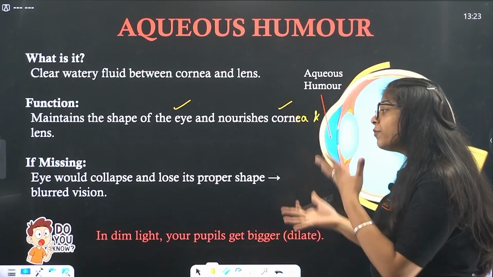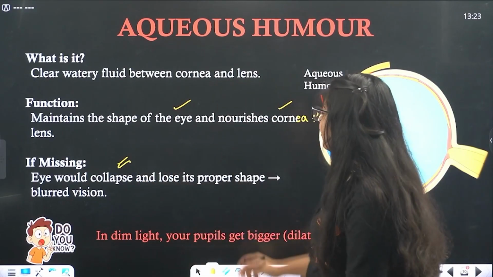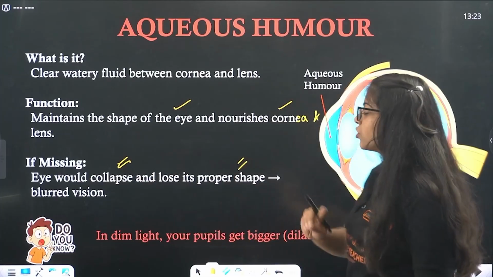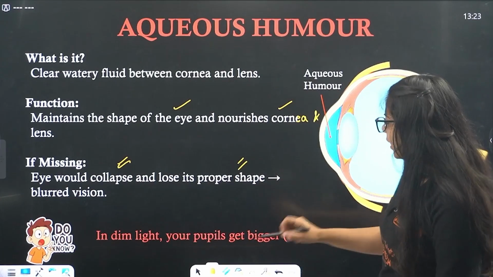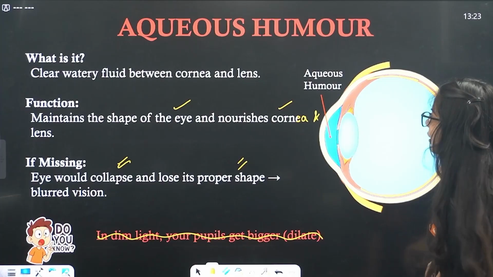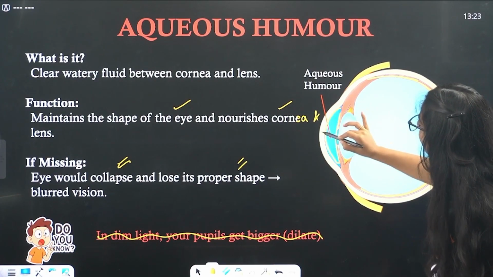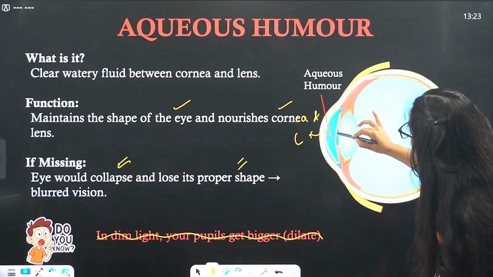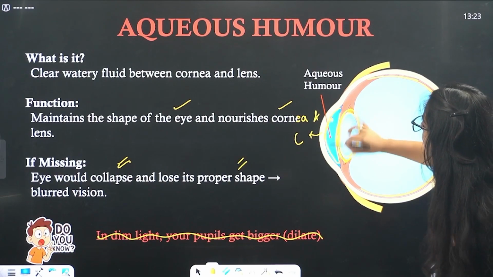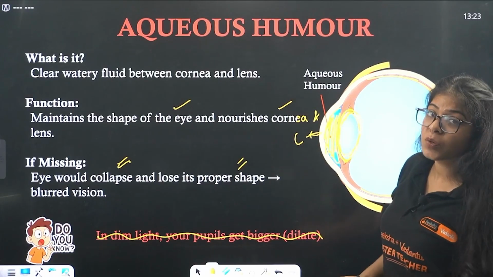Okay, now if it is missing, the eye would literally collapse and lose its proper shape, and vision will be blurred. Okay, moving on. Now beta, this is the fluid between the cornea, this was the cornea, and this is your lens. This whole part is your lens. So this fluid between the cornea and the lens is your aqueous humor.